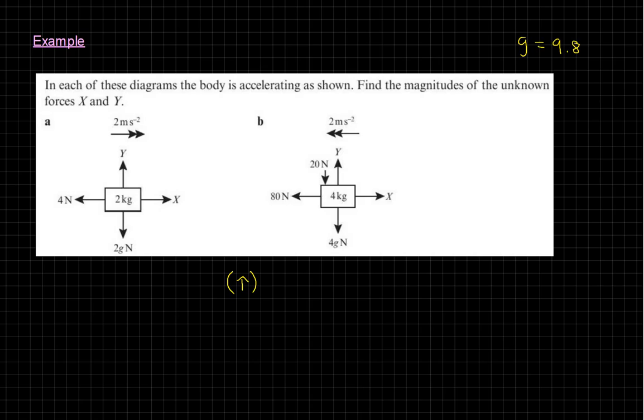So let's look at all the forces going up. We've got Y, that's going up, and all the forces going down. Well, we've got this 20 going down and this 4g going down. So therefore, we're going to take away 20, we're going to take away 4g, and we know that that resultant, taking it only in the vertical direction, must be equal to 0. And therefore Y equals 20 plus 4g, equals 20 plus 4 times 9.8.